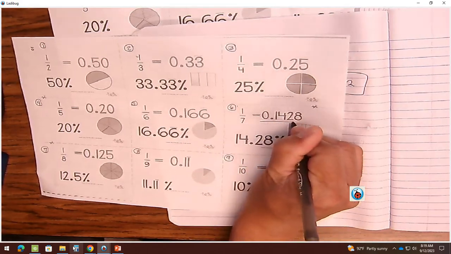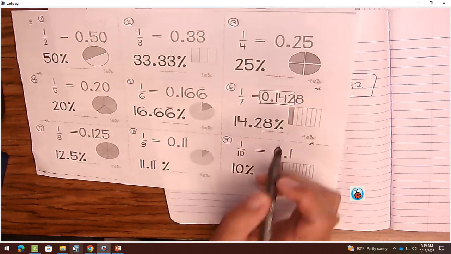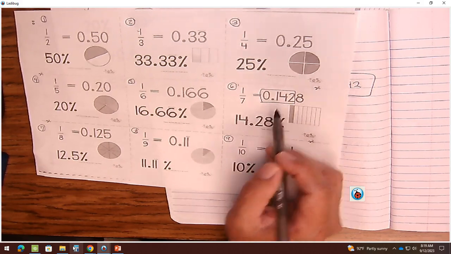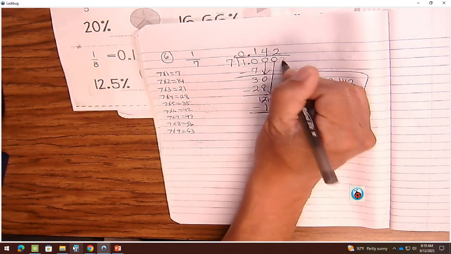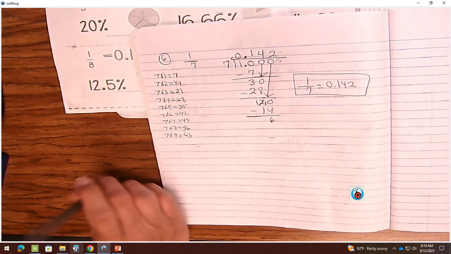Now I can see how they got that 0.142, because that just cares to the thousands. And if I move this decimal twice to the right, look, 1, 2, it'll be 14.2%. We won't use the 8 because we stopped. Now, if we would have continued and added 0, it would have given us 8. I just like to stop in the thousands.